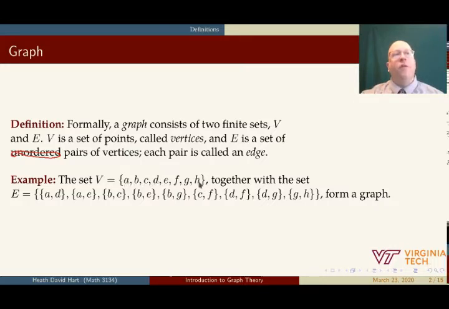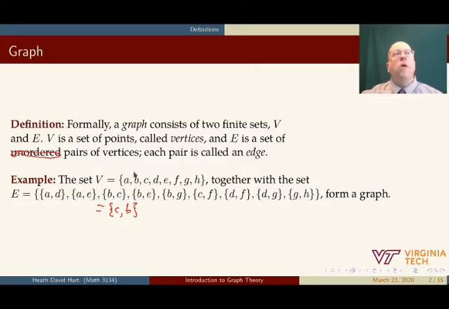The set of vertices is the letters A through H. The edges are edges from A to D, A to E, B to C, so on and so forth. Because they're unordered, having an edge from B to C is the same thing as having an edge from C to B. The order doesn't matter. These are the same edge, so we don't have to list it twice.